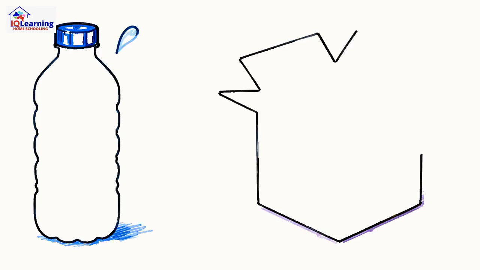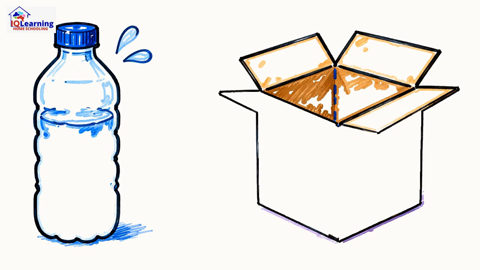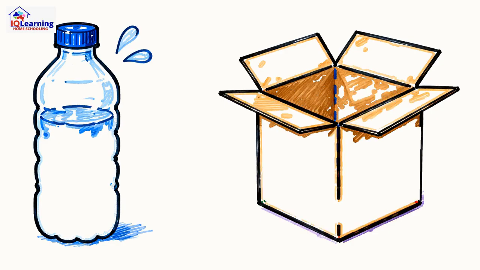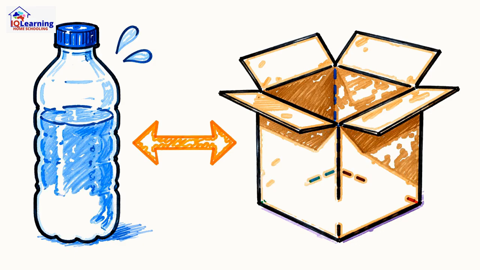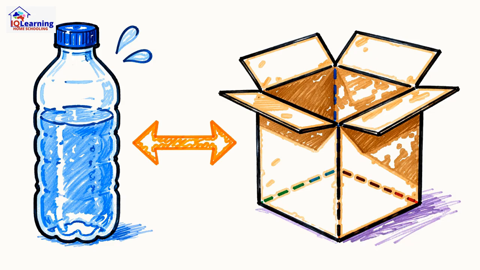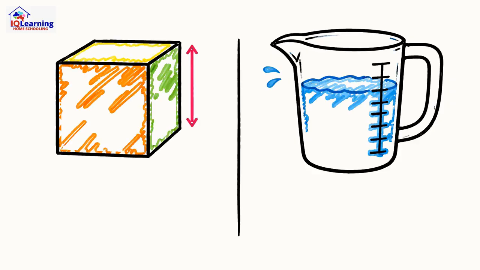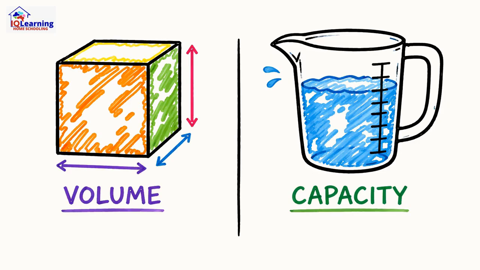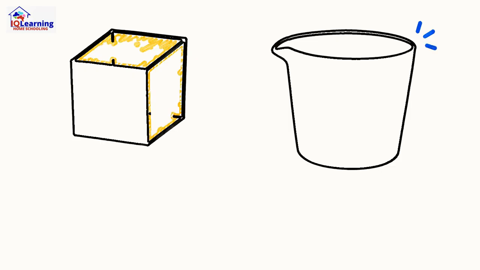Have you ever wondered how the space inside a water bottle relates to the space a cardboard box takes up? One is about liquids, measured in liters, the other about solid space, measured in cubic centimeters. This is the core difference between capacity and volume. Volume is the amount of three-dimensional space an object occupies. Capacity is how much liquid a container can hold. The magic happens where they connect, through a simple, elegant rule.